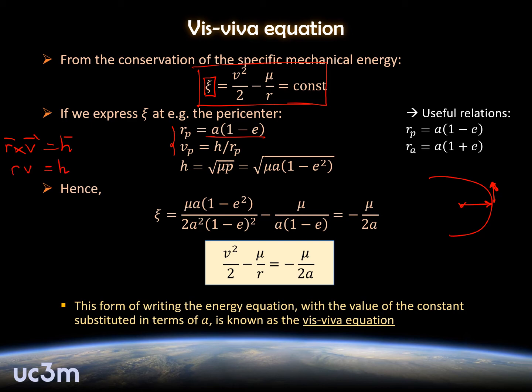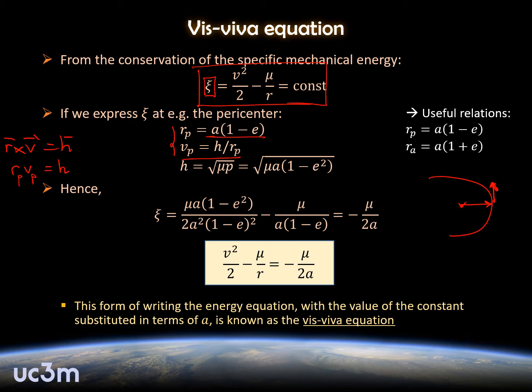This happens at the pericenter and also at the apocenter of elliptic orbits, but these are the only points where the velocity and the position vector are strictly orthogonal. So using the fact that at the pericenter this is true, and sorry, because we don't need a subindex for the angular momentum, we can have a very simple formula for the velocity.